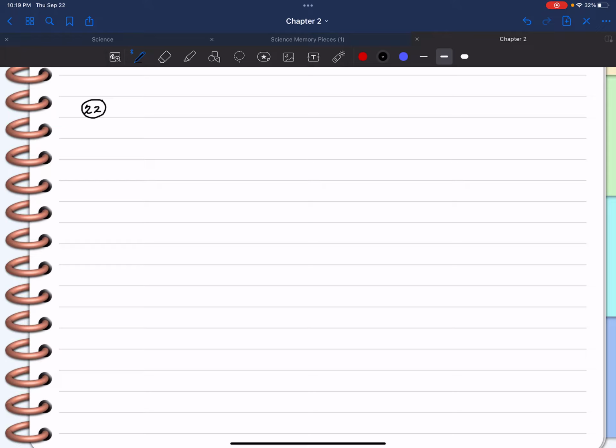All right, I'm looking at number 22. There are 380 ways the Springfield Begonia Society can elect a chairperson and a treasurer from among their members. How many members are in the society?